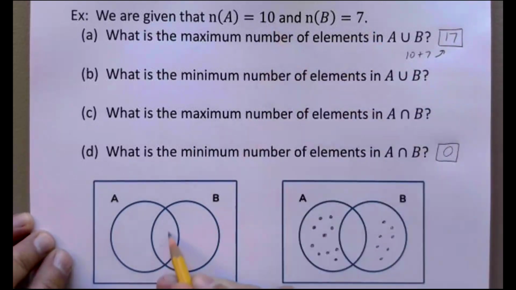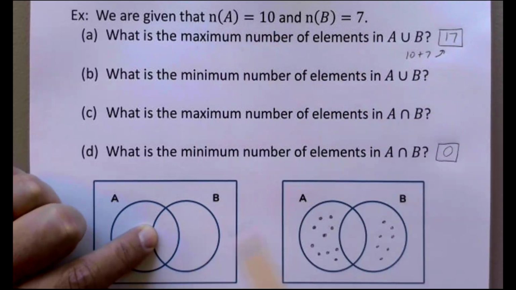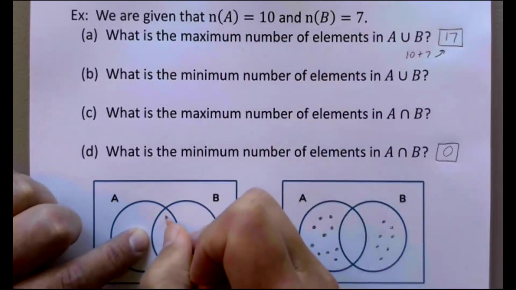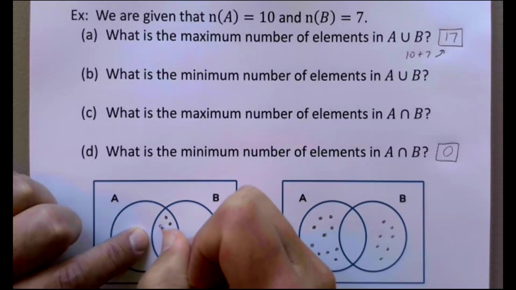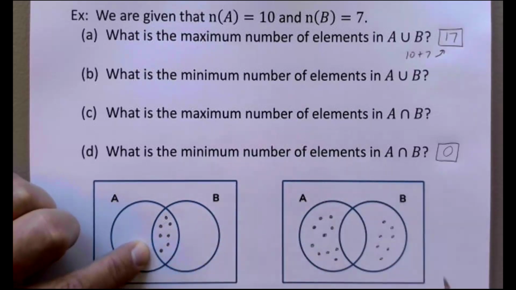I don't think I can put all 10 people in the middle. I know there's 10 people in the A group, but I can't put them all in the middle because whatever I put in the middle is also in the B group, and the B group only can have 7, right? But I could put 7 in the middle. Watch. 1, 2, 3, 4, 5, 6. I could certainly put 7 in the middle.